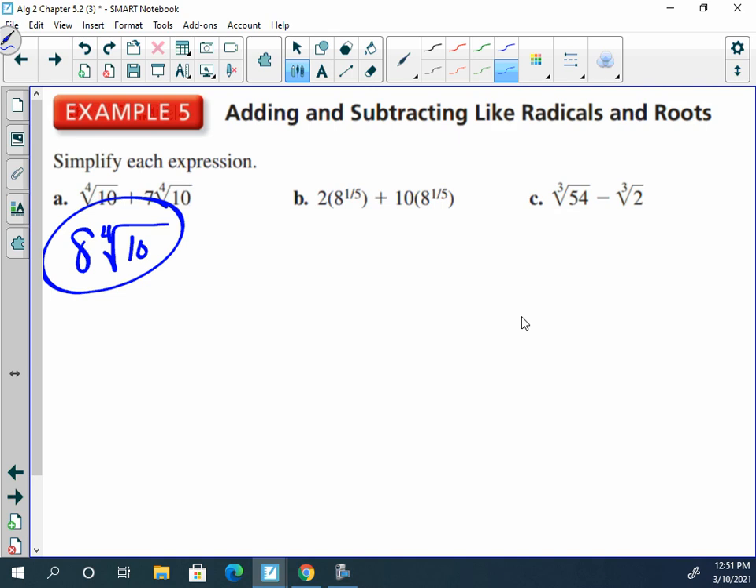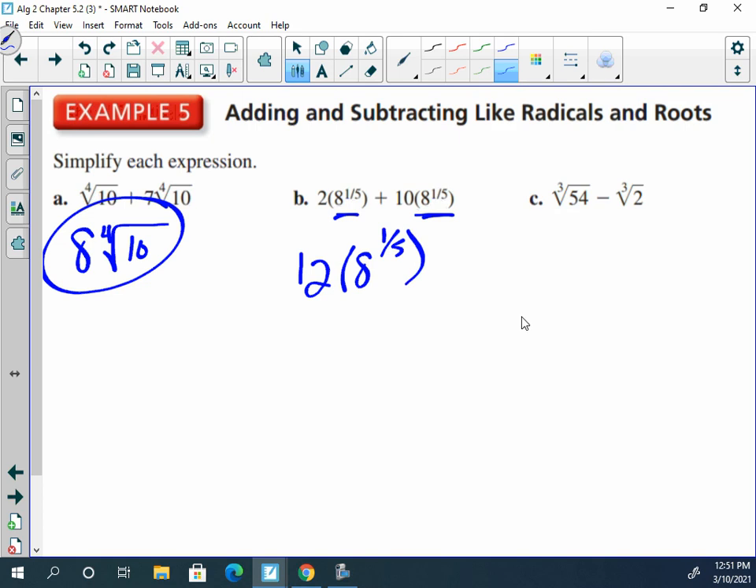Now, if we look at the next one, we have 2 times 8 to the 1/5 plus 10 times 8 to the 1/5. Well, here, because we have 2 of 8 to the 1/5, and we have 10 more, so what do we have? We got 12 of them.